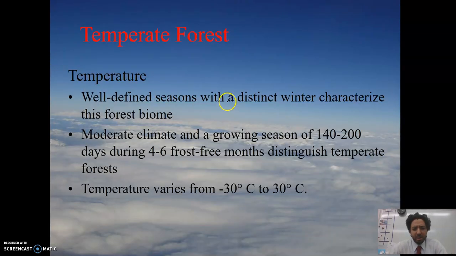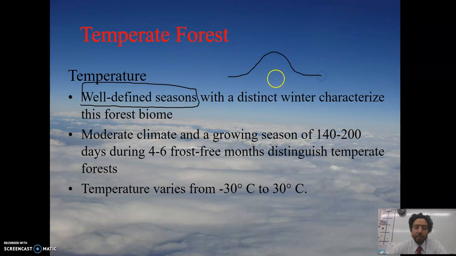Temperate forests, the key to finding a temperate forest are well-defined seasons. When we look at the graph, we're going to see a nice bump in the middle.